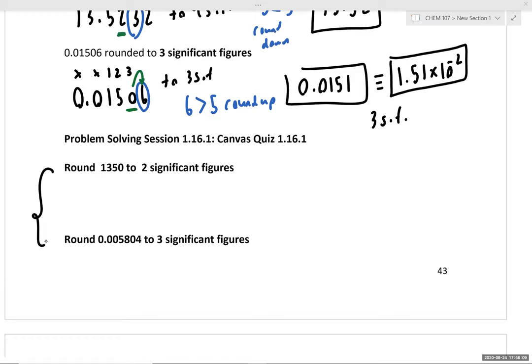And one thing to note when you're rounding, remember that you still need some zeros as placeholders to indicate if your number is very large or very small. Exactly right. Wonderful. So let's try to get a few more responses and then we'll discuss momentarily.